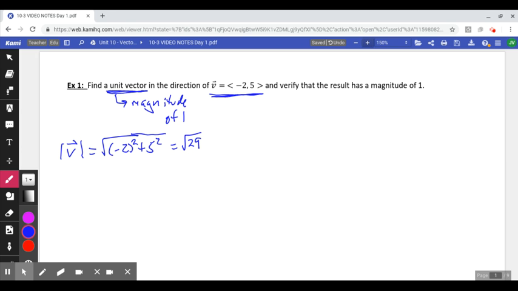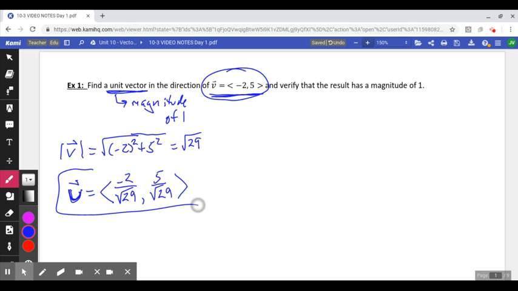Next, to find that unit vector, which we'll just call u, we want to take the x and the y components, each one, and divide that by the magnitude of the original vector. So right now I'm just looking at vector v, and I'm going to take each one of those components and divide them by that magnitude. This vector, vector u, will have the same direction as vector v, and its magnitude should be 1.